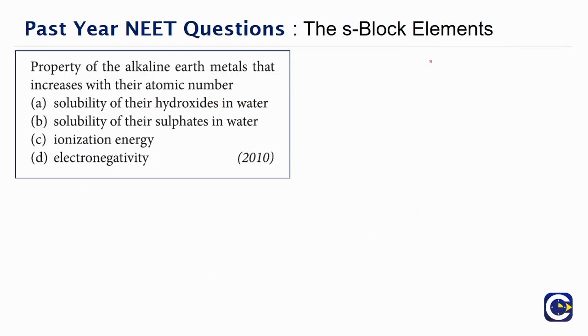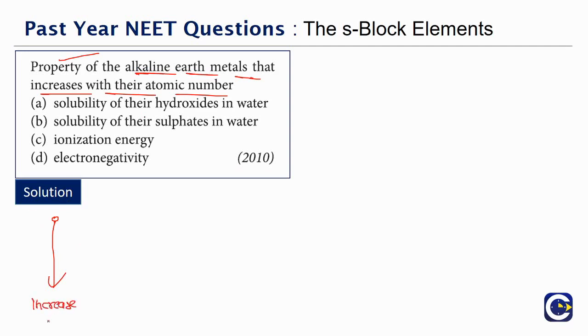Let's move on to the next question. This is a question that came in the year 2010. Property of alkaline earth metals that increases with their atomic number. Increasing with atomic number means we are basically looking at a property that will increase down the group. So here we have to check all 4 options. But before we discuss, let us look at options C and D straight away.